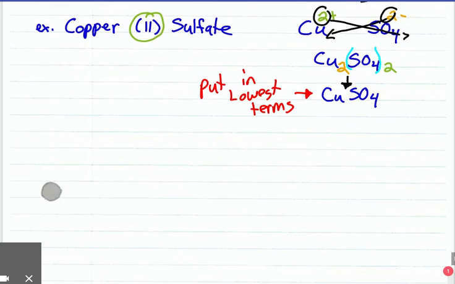All right, now we've looked at how to write formulas for polyatomics. We are going to look at how to name polyatomic compounds.